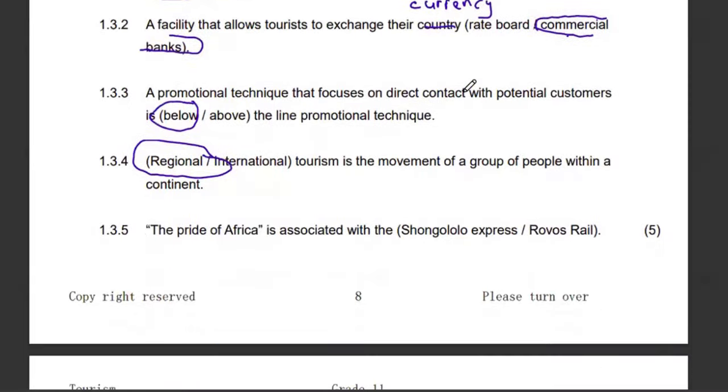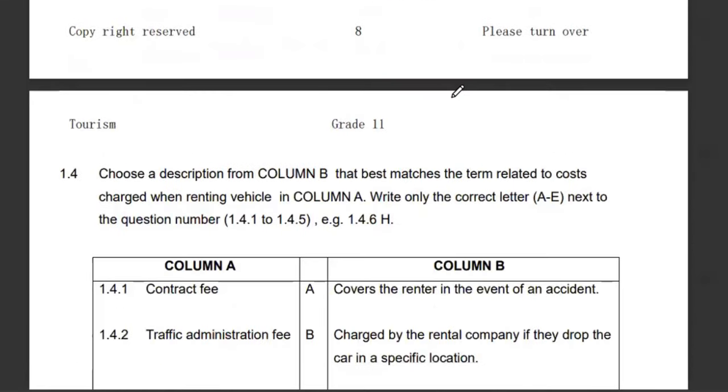Now, 1.3.4, the Pride of Africa is associated with which type of train? The Pride of Africa is associated with the Shongololo Express. Now, moving straight to the next question.